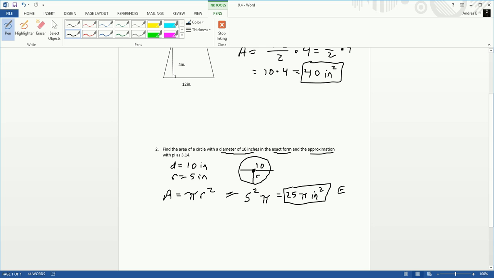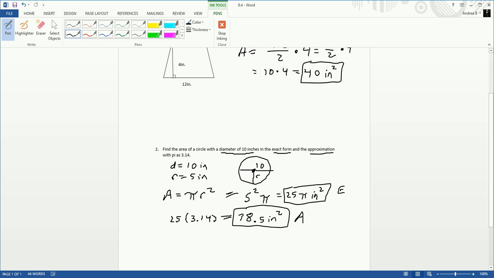And then if we want the approximation with pi as 3.14, what you would do is you'd do the 25 times 3.14. So here in this case, you should get 78.5. And that would be in terms of your square inches once again. And this case here is what we would call the approximate form because you approximated what your symbol pi would be equal to. So we'll put an A behind that to represent that that's the approximate form.